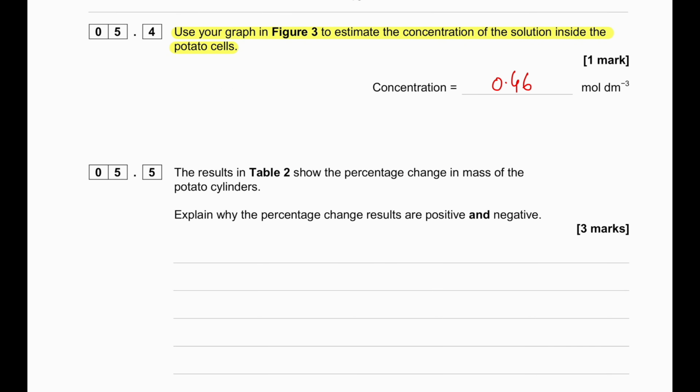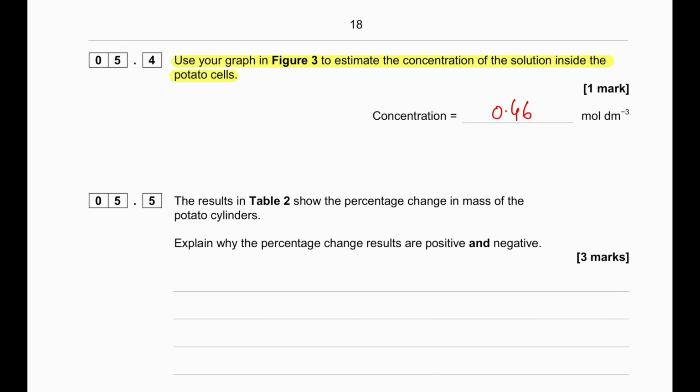Guys, do not worry, the answer is actually taken from your graph. So even if your graph is wrong, you will still get this particular answer correct as long as you do it from the place where the line crosses the x-axis.